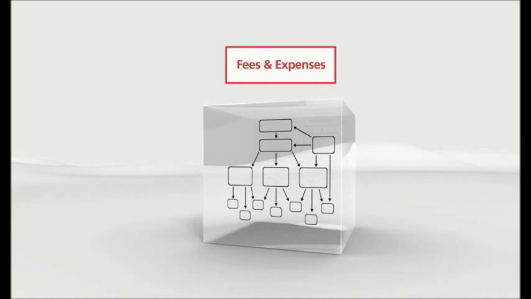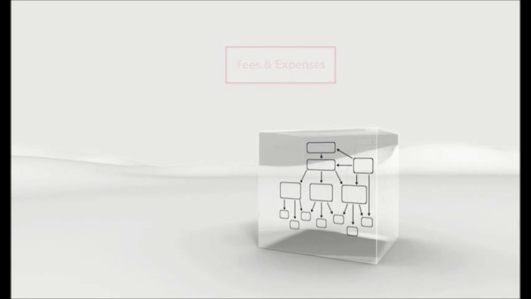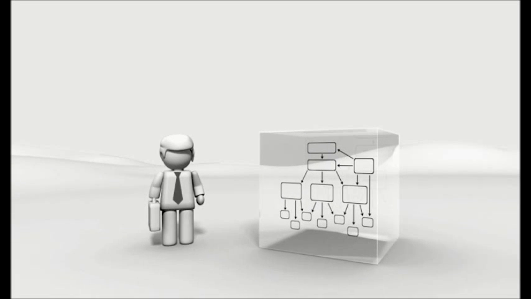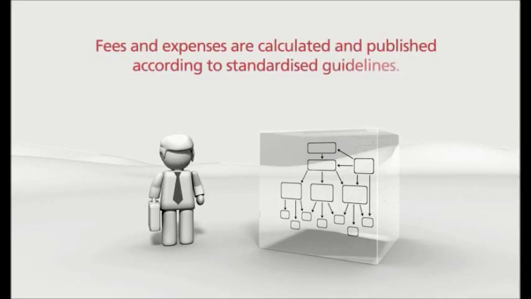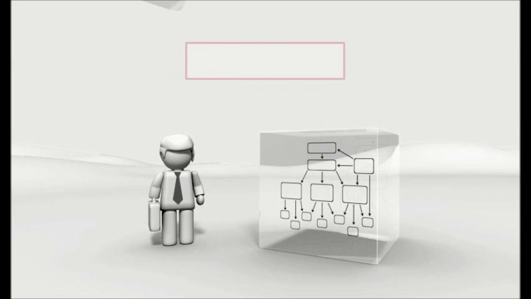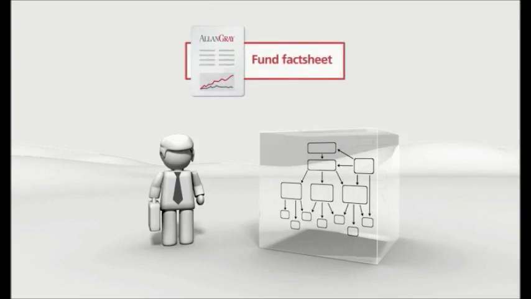Unit trusts have transparent fee structures that are regulated within the industry. Unit trust management companies are required to calculate and publish the fees and expenses for each unit trust, according to standardized guidelines. Each unit trust must also publish a fund fact sheet showing the unit trust's objectives, fees, and other information.